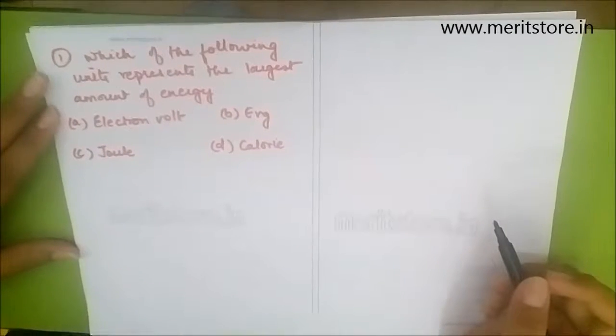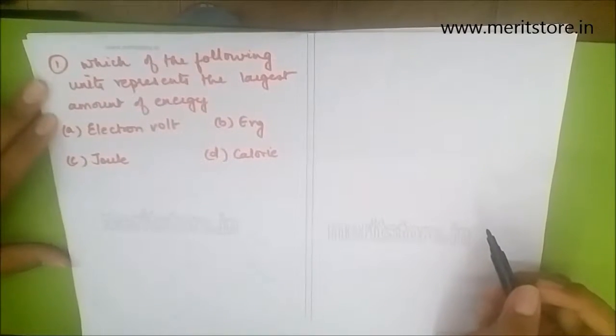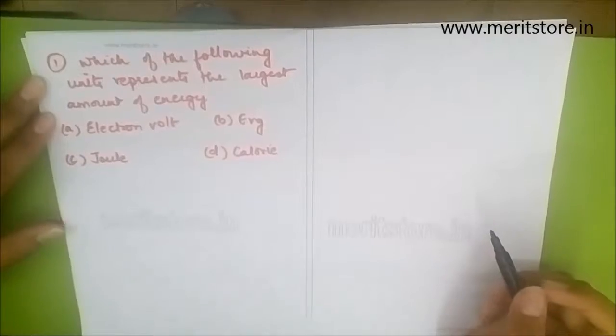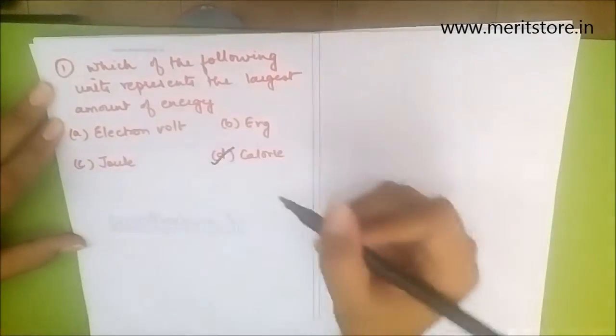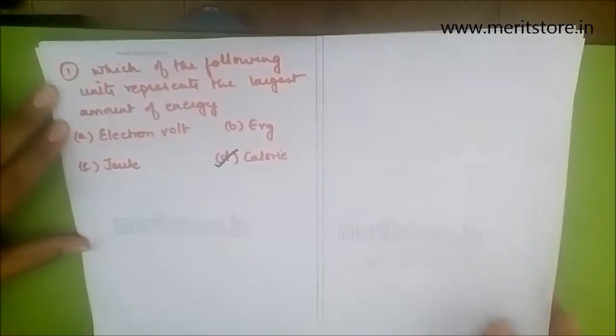Let's represent the largest amount of energy. Options are electron volt, joule and calories. As the calories defines the highest amount of energy, the correct option is D.